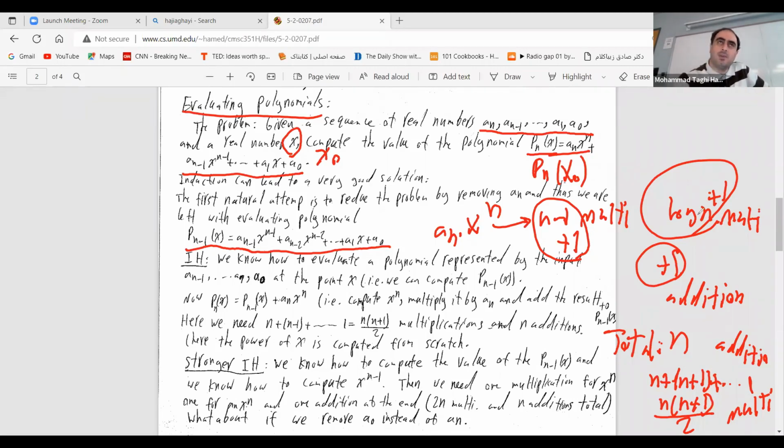So we have n additions and this many multiplications. Actually, if you do it a bit smarter, with log n plus 1 multiplications each, then you have the sum of these log n terms, which would be essentially n log n. So that's one way that we can do it.